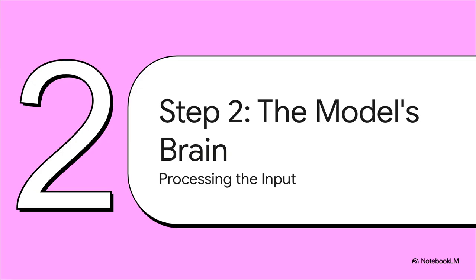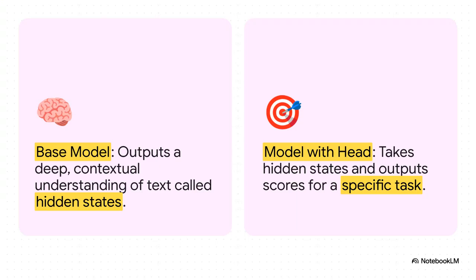Okay, step 2. Now we get to the really cool part, the model's brain. Our text is translated, it's packaged up in a tensor, and now it's time to see where the real thinking happens.